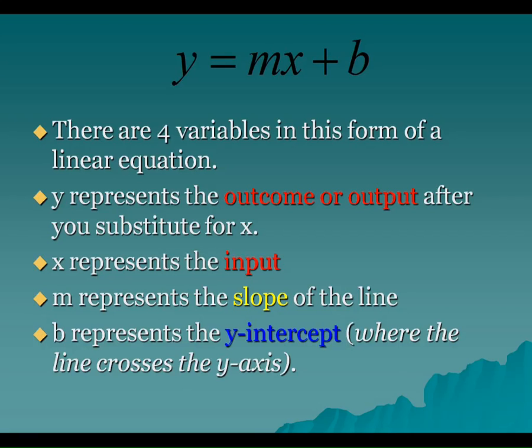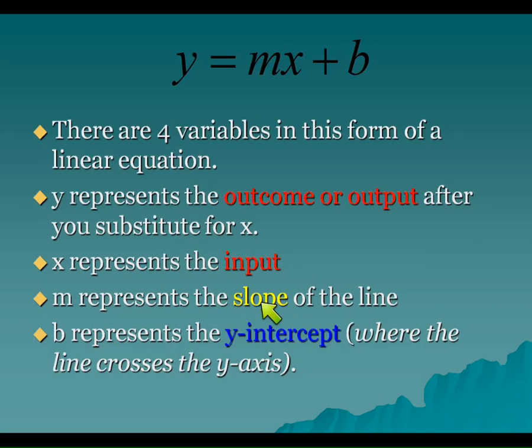Okay. So in this form, there are four different variables, right? y, m, x, and b. The y, if you had to plug everything in, would be the output, or what it's equal to, the outcome after you substitute x, m, and b. The x we call the input. If we were to put in something for x and then have m and b, we would get something out for y. Most importantly, the two variables we really need to know are the m and the b.